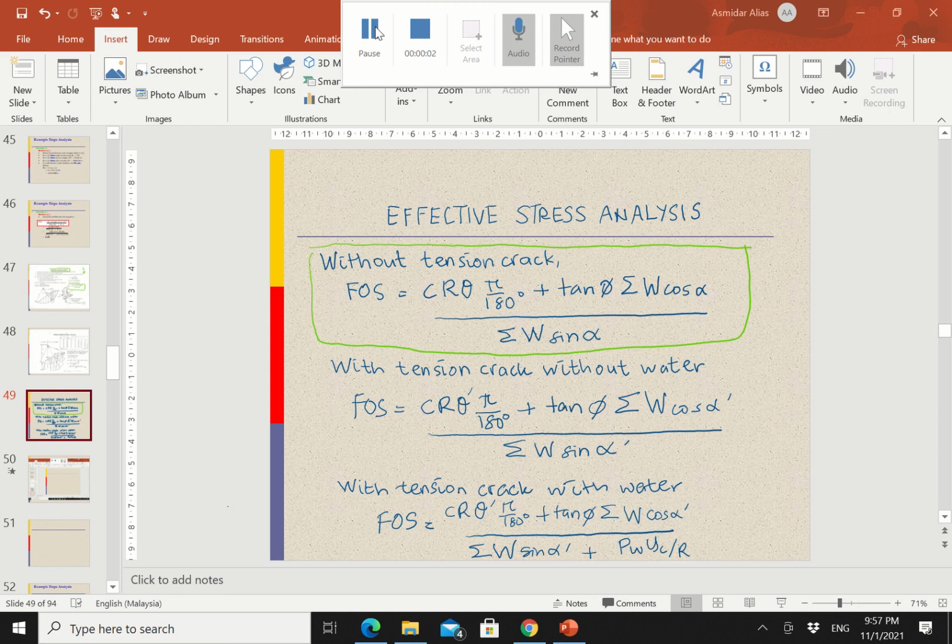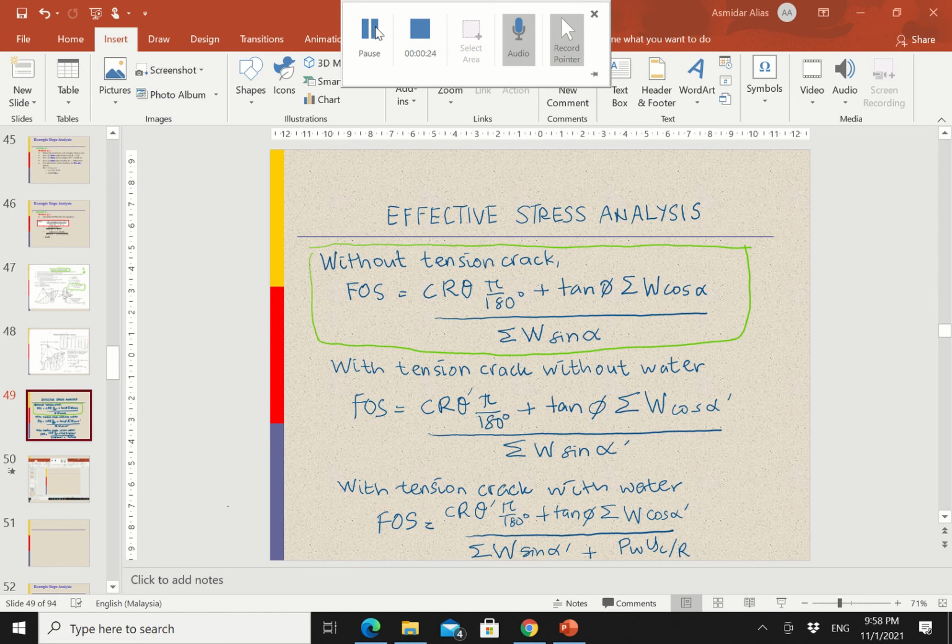Okay, the effective stress analysis comprises three cases for consideration. The first one is without tension crack, and this equation is the general equation. So this will be the basic equation for FoS for effective stress analysis.